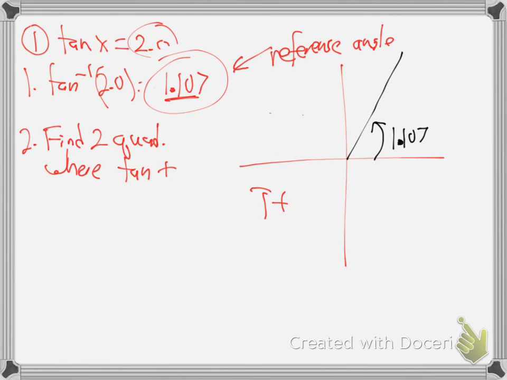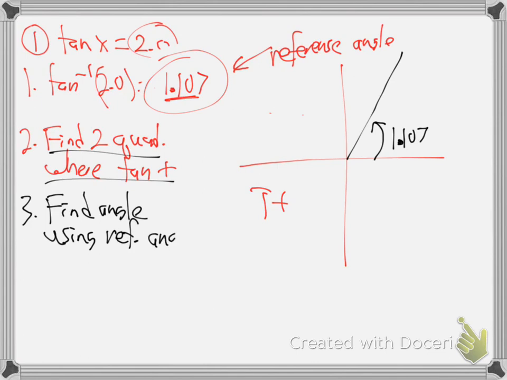So find the 2 quadrants, find the angle using the reference angle in the 2 quadrants. Right? So use the reference angle to find it in the other quadrant. So how do I do that? To find that angle in the third quadrant, because I know that's the other place where tangent is positive, that's where the other answer is. So let's do that. It's going to be the same amount off the x-axis, isn't it?